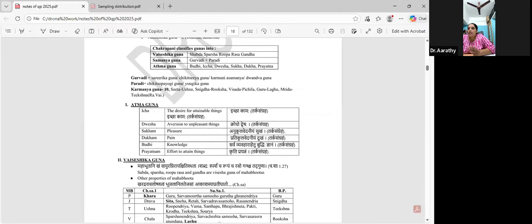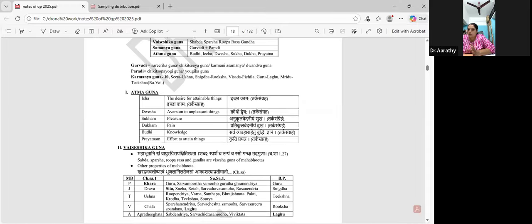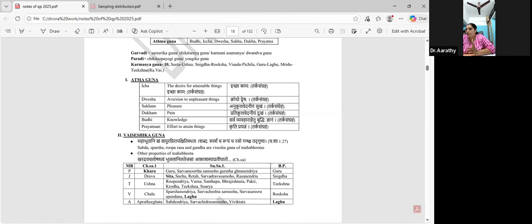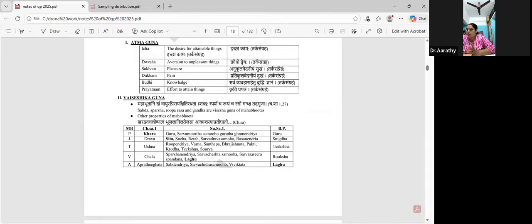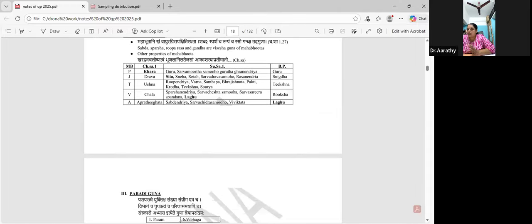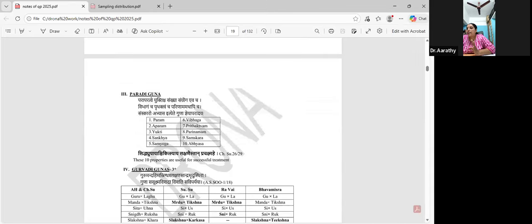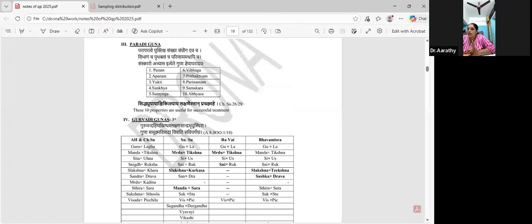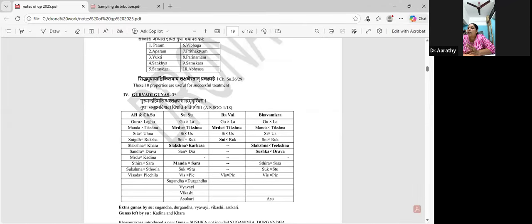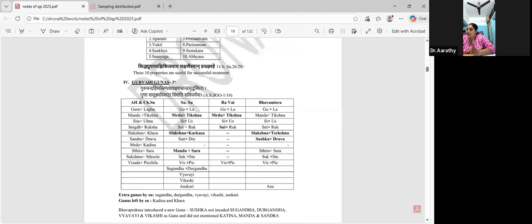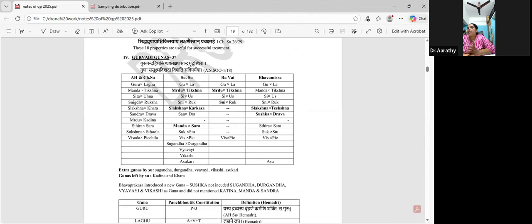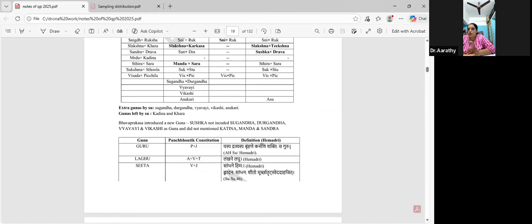Please note down the classification of gunas. One thing that is very important: Atma Guna, Vaisheshika Guna, Gurvadi Guna, Paradi Guna, all these are very important. And along with that, in Gurvadi Guna, there are a few differences of opinion regarding Manda Tikshna, Mridu Tikshna, Manda Sara, Slakshna Karkasha, right? You have the table and those are highlighted also. Do have a note of that.